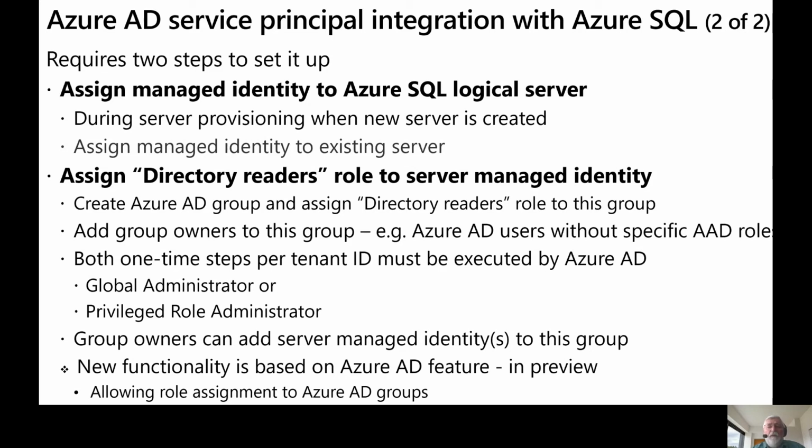The AAD team released a feature, in public preview, that allows an Azure AD group to be assigned a role. Once we have this role, and in our specific example, this is a directory readers role, we can assign the group owner or owners to this group. And then these owners can assign the managed identities for a tenant to this group, which means all servers with managed identities assigned to this group will have access to the Graph API. The first 2 steps, so create a group and then assign the owner, must be executed by a global administrator or privileged role administrator. But from then on, the members of this group can be assigned by regular AD users.